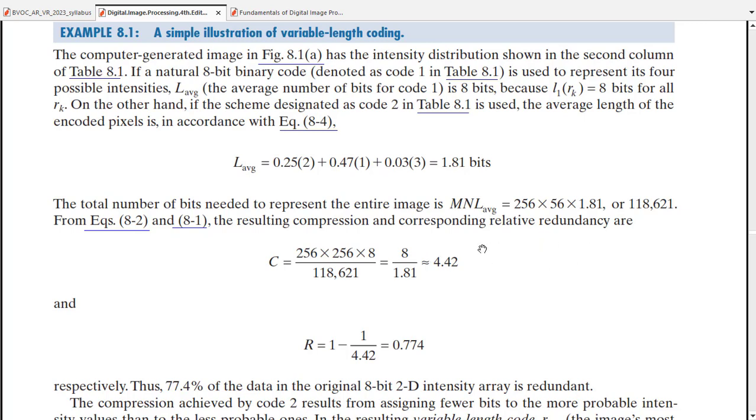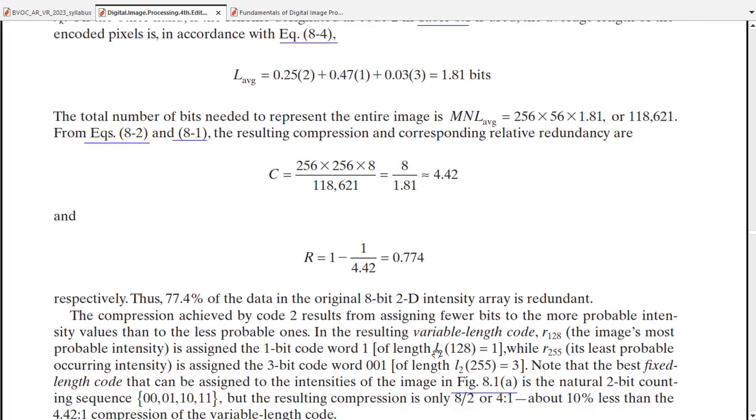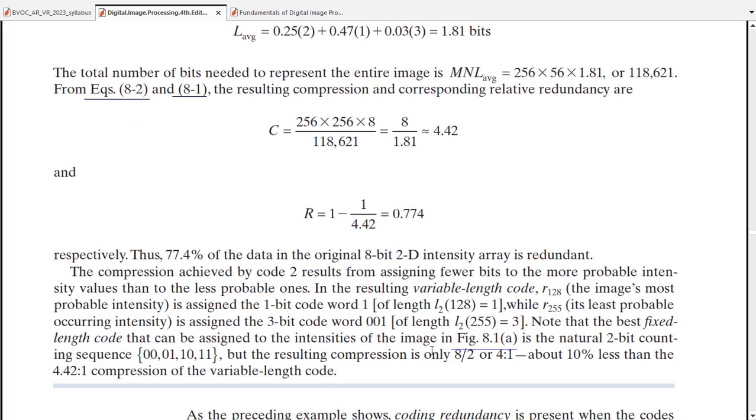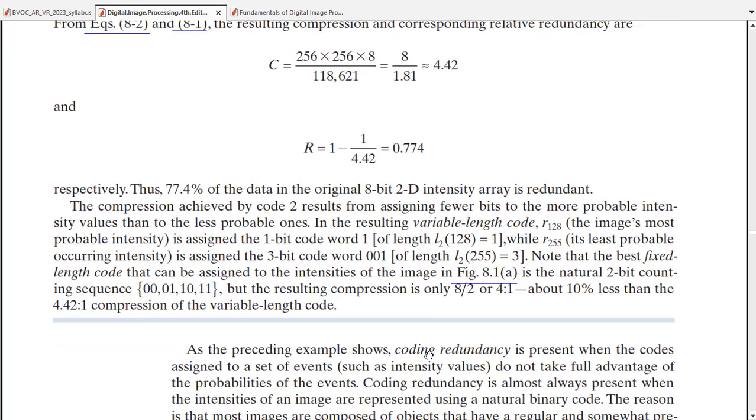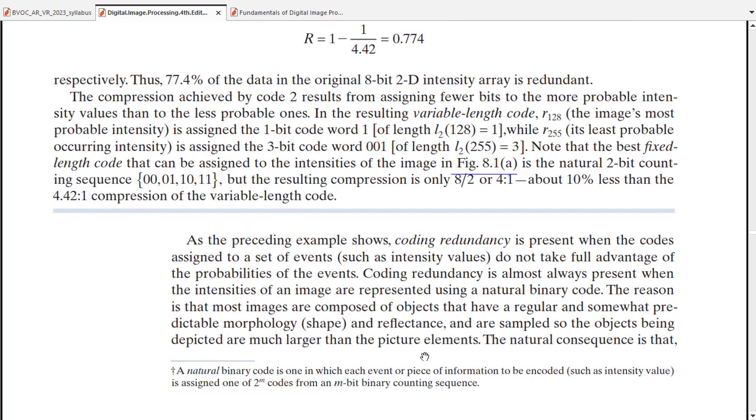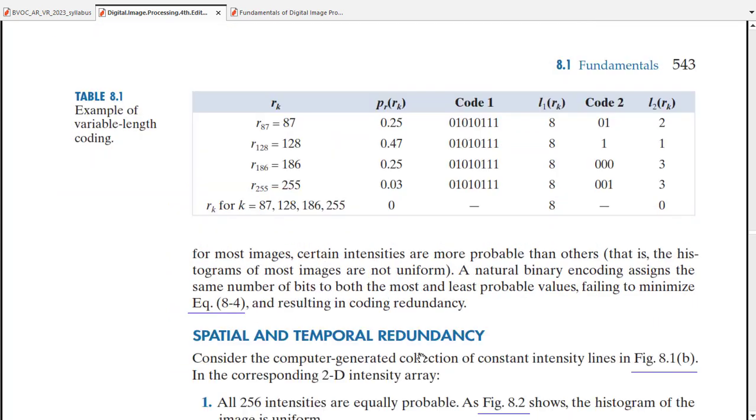The relative redundancy will be calculated here. C equal to 256 into 256 into 8 divided by the total number of bits M N L average, equal to 8 divided by 1.81, approximately 4.42 compression ratio. And then redundancy will be calculated: R equal to 1 minus 1 divided by C, equal to 1 minus 1 divided by 4.42, equal to 0.774 redundancy. That means 77.4% of data in the original 8-bit 2D intensity array is redundant. So this is an example of the calculation of this coding redundancy.